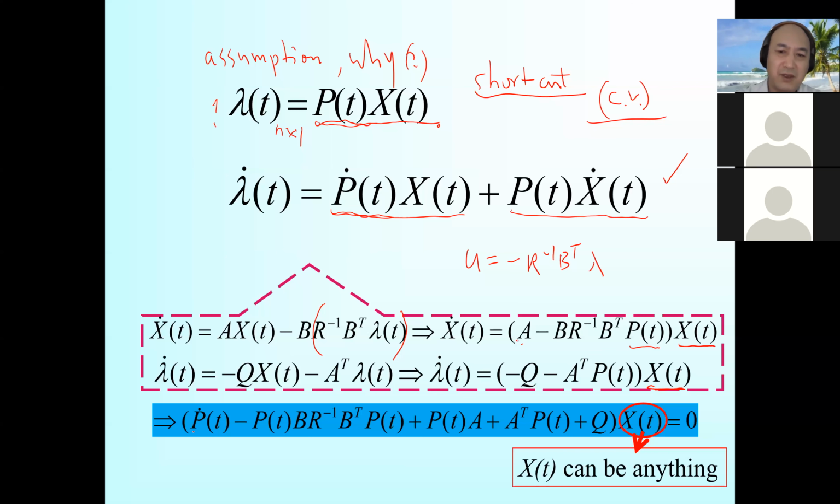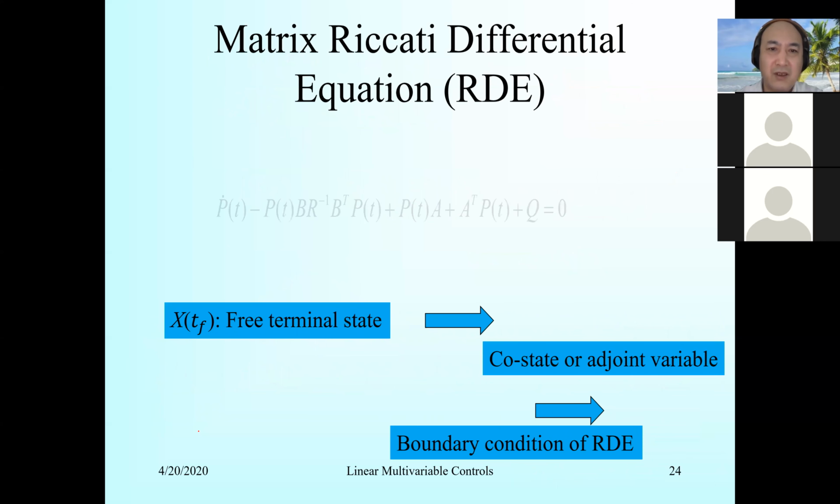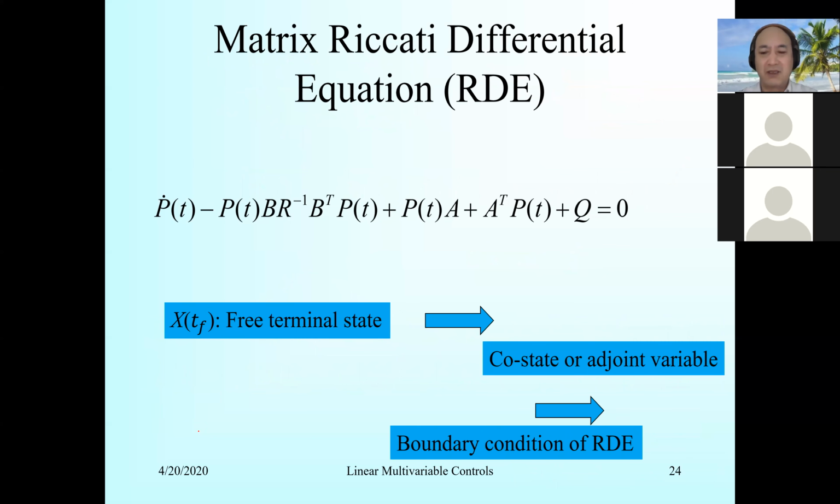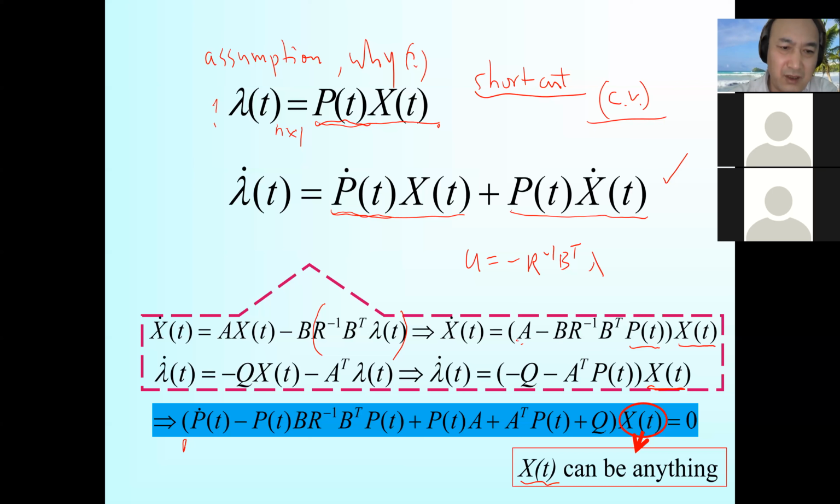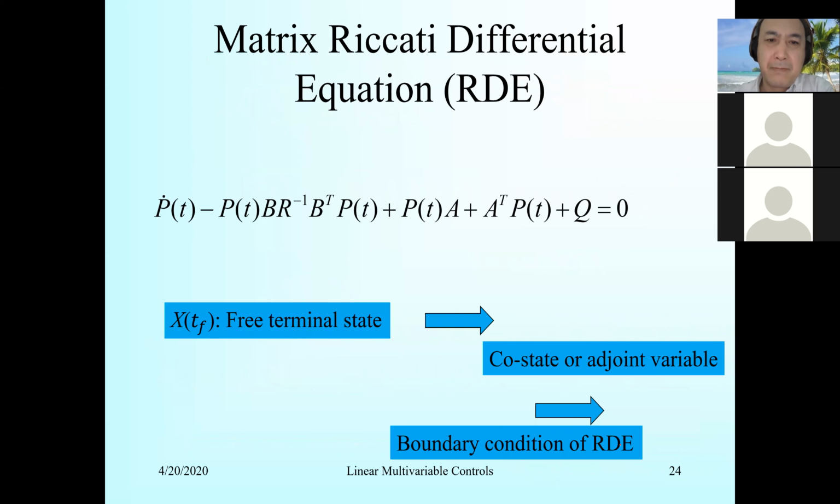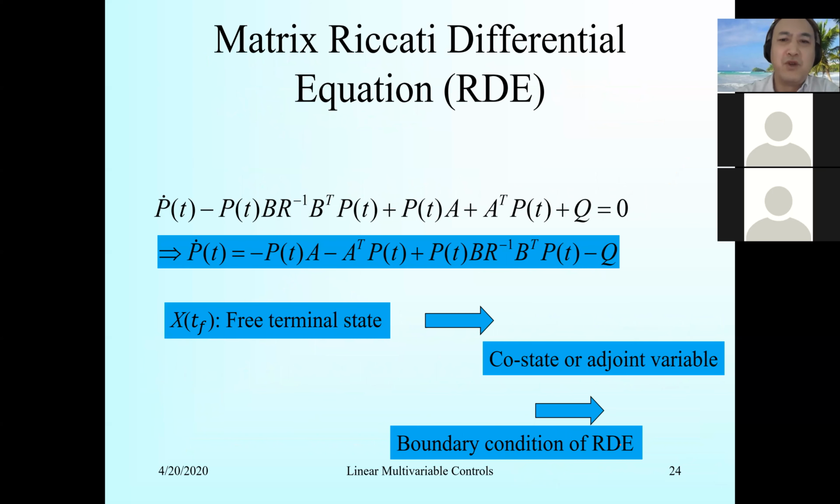So you have a bracket times everything multiplying x(t), while x(t) is arbitrary, so you cannot assume it is zero. Therefore, to make the whole thing zero, you have to make everything in front of it zero. So that's the residue from here to here. We remove everything on this side and end up with something like P(t).